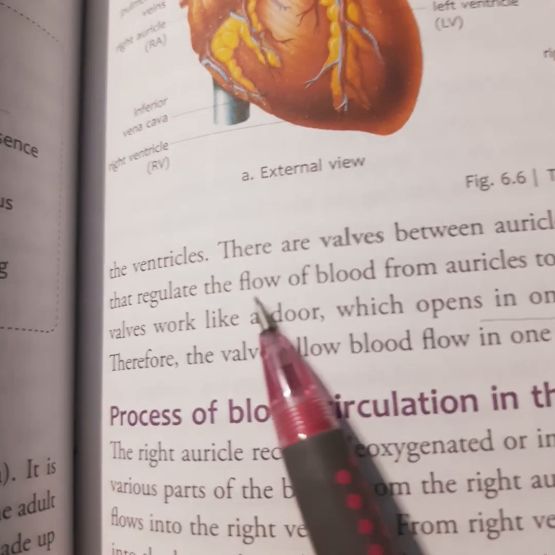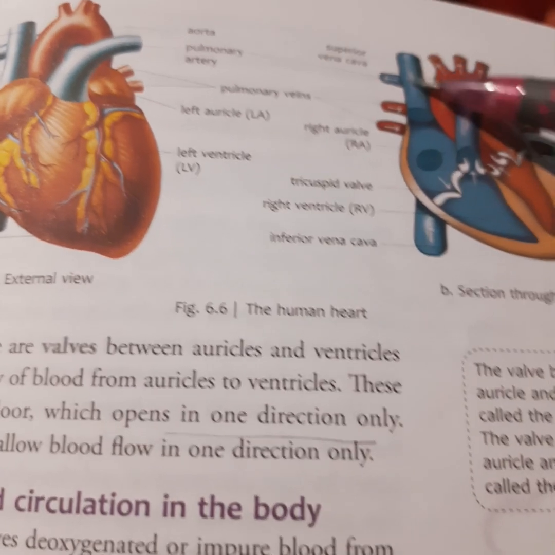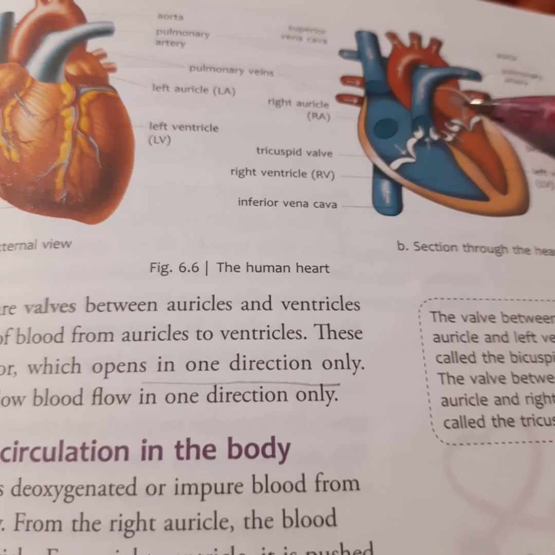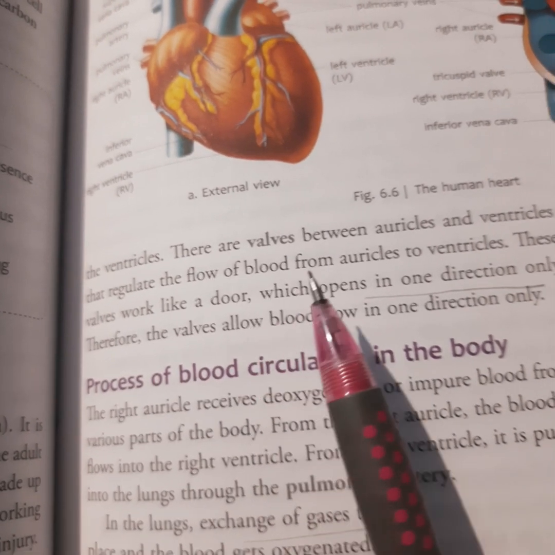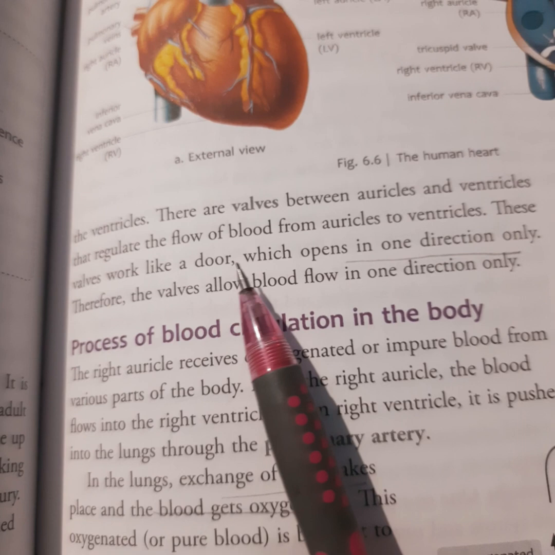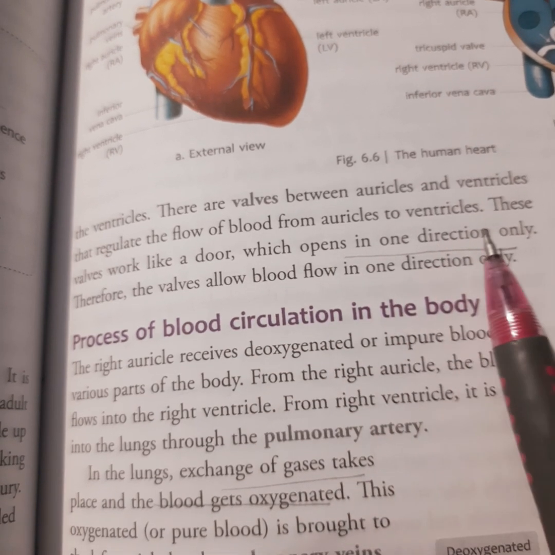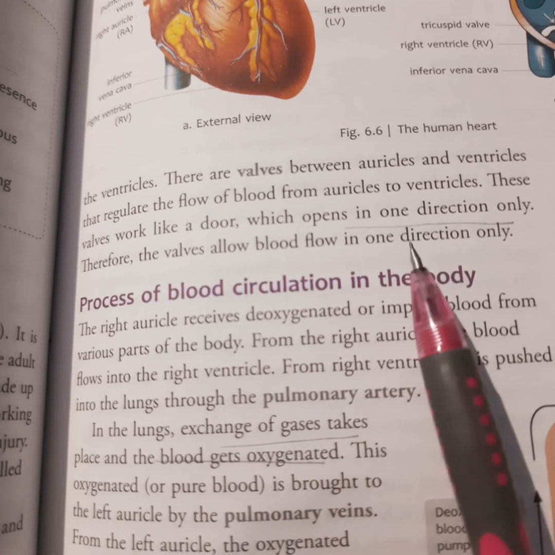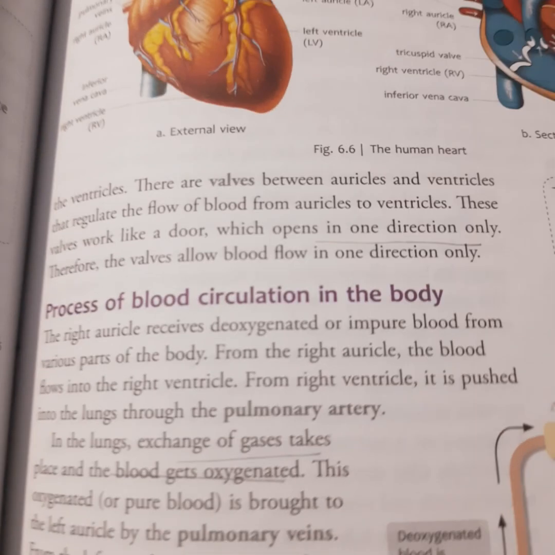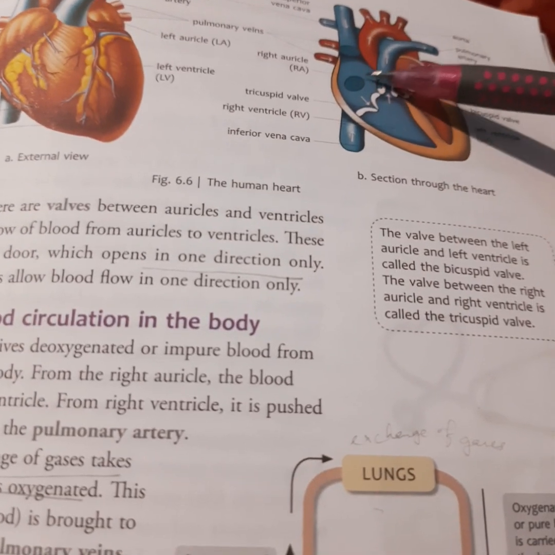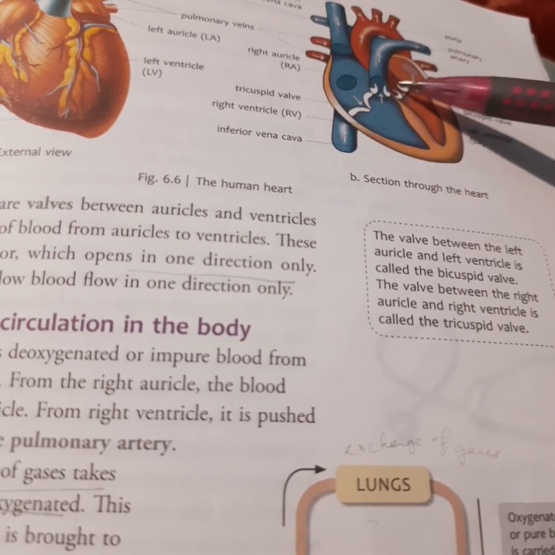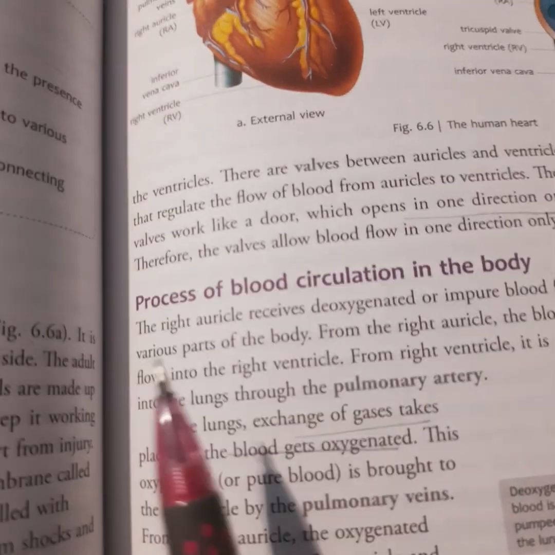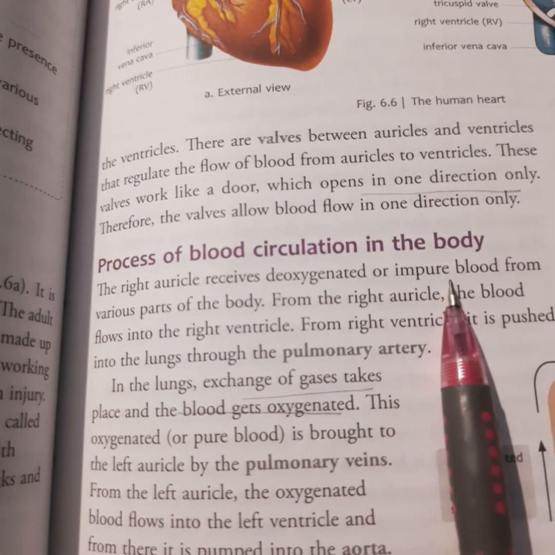Blood flows from the auricles to the ventricles. Here also, auricles to ventricles. There are valves between the auricles and ventricles that regulate the flow of blood from auricles to ventricles. These valves work like a door which opens in one direction only. As I told, it allows the blood to flow in one direction. You see the arrow marks. Understood.